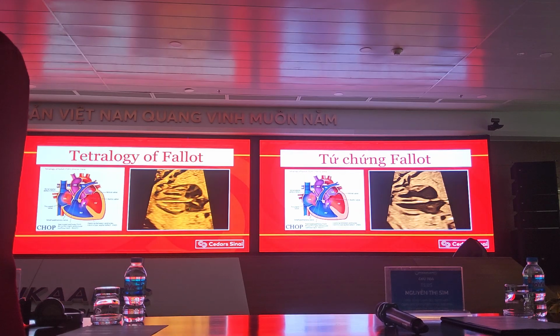So tetralogy of Fallot, of course, is a very important lesion to detect. I put this picture up here because it's a normal four-chamber view, to point out that tetralogy of Fallot, even though it's a major heart defect, like most outflow tract abnormalities, can typically have a normal four-chamber view.